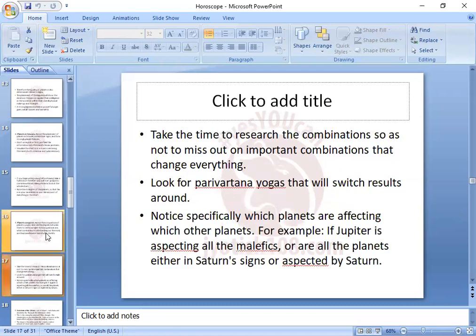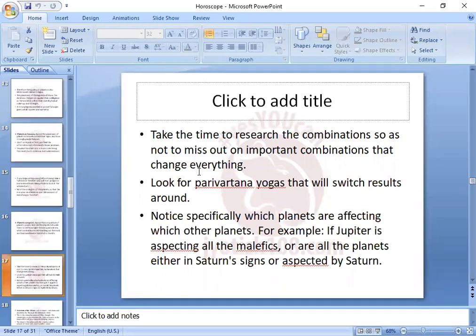Take the time to research the combinations so as to not miss out on important combinations that change everything. So you have to look at each and every combination that is occurring in the chart. Okay, look for parivartana yogas that will switch results alone. So this is very, very important to understand.